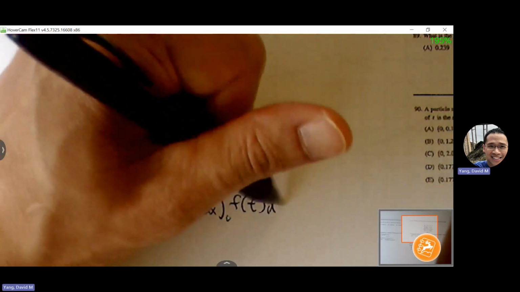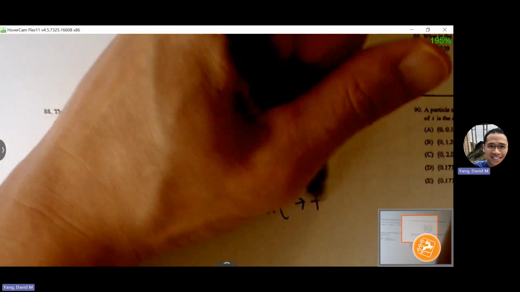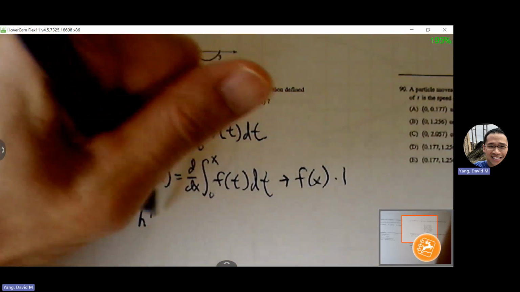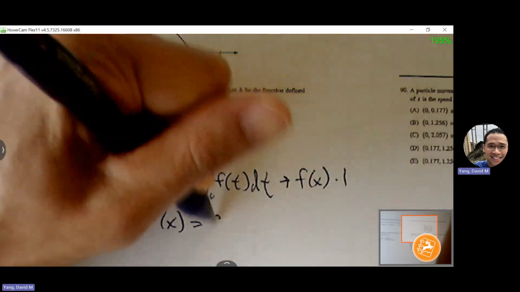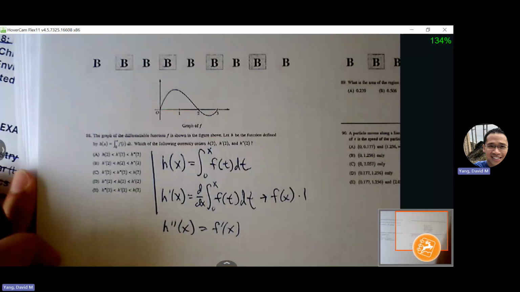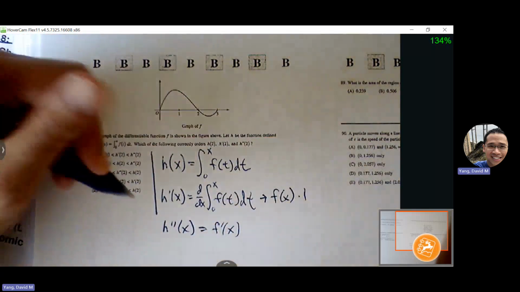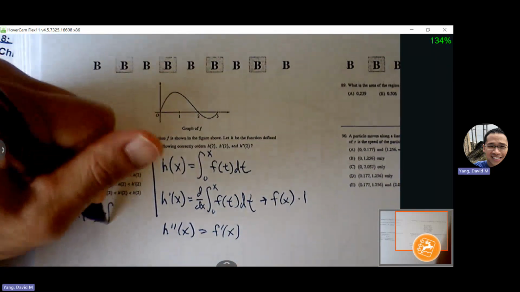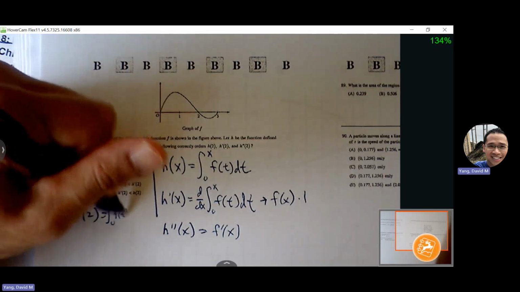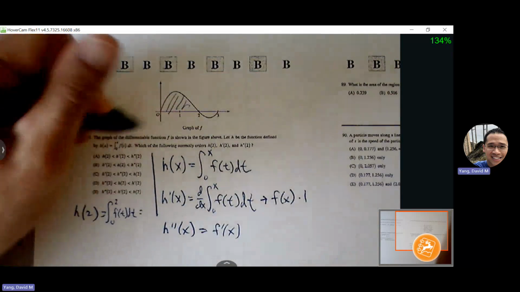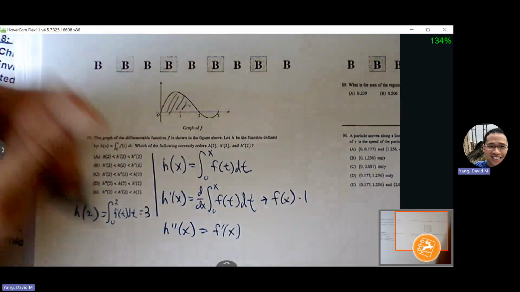We know by the second theorem, the x will get inserted into the x times 1, but that times 1 won't do anything to it. So h prime is just f of x, and then h double prime is just one derivative down, f prime. If we take all these values and evaluate at 2, we know h of 2 is the integral from 0 to 2 of f of t. So from 0 to 2, that's definitely a positive number. So let's say that's equal to, I don't know, 3 or something.